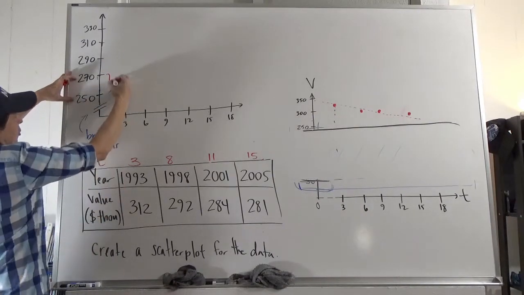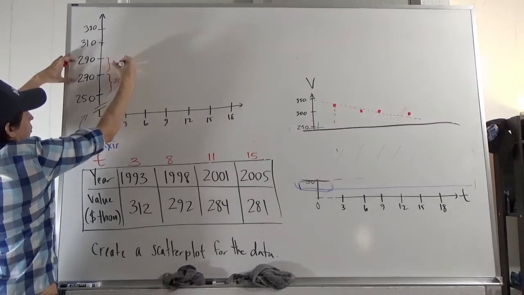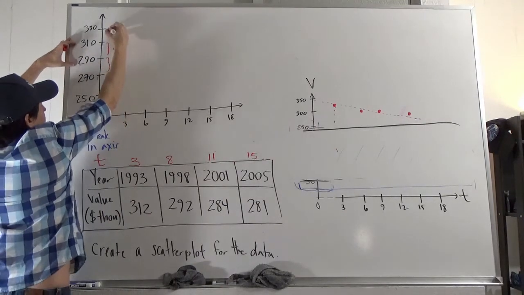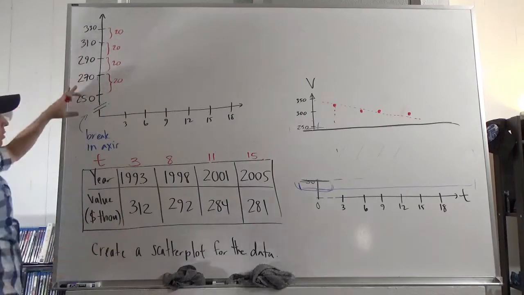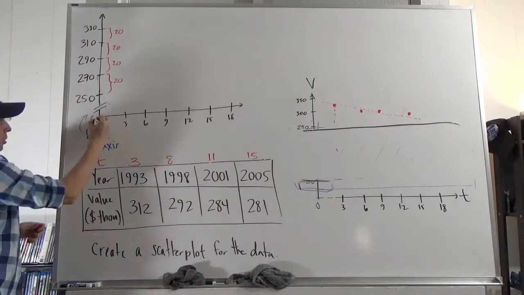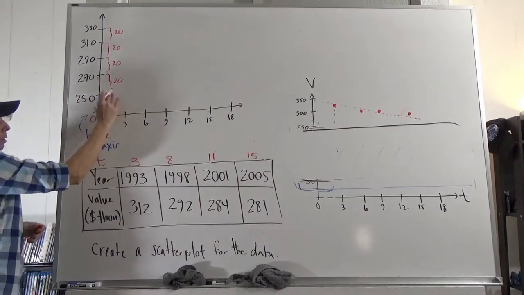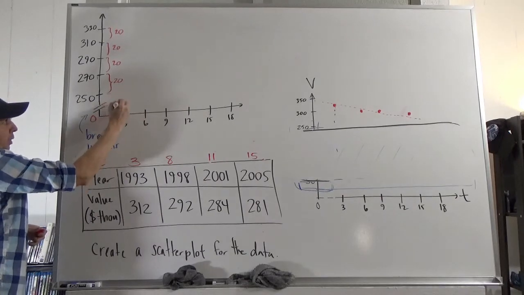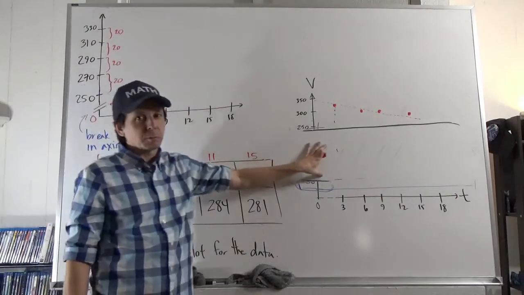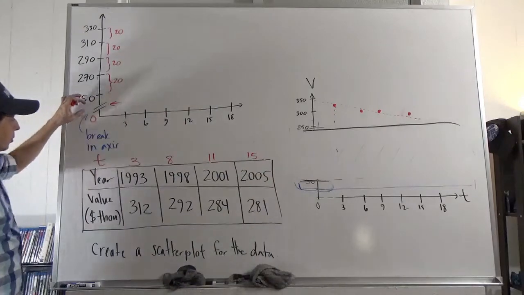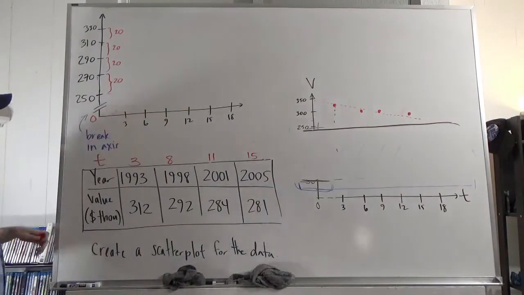Notice those tick marks are 20 apart, 20 apart, 20 apart, 20 apart. It's not consistent from here to here because that's a 0 there, that's 250, but that's not, there's a break there. There's a part of the graph that's just completely chopped off, and you show that with a break, and people are fine with that. And now you can plot your points.